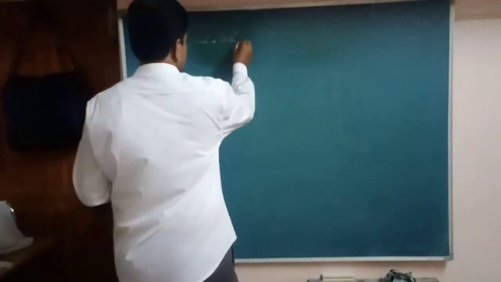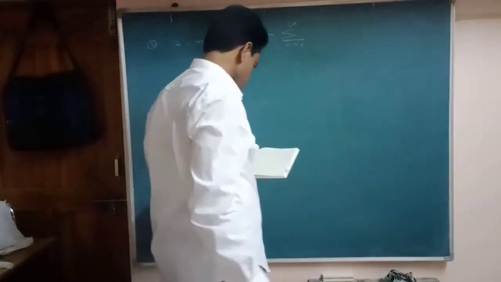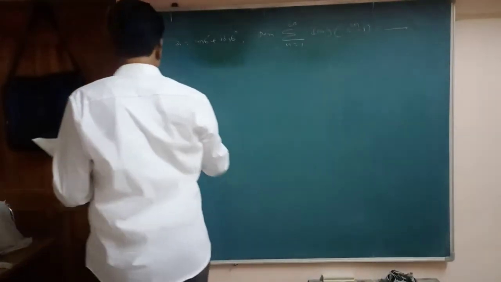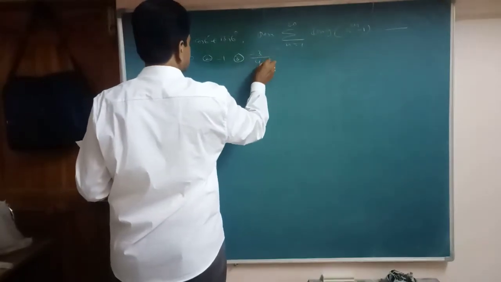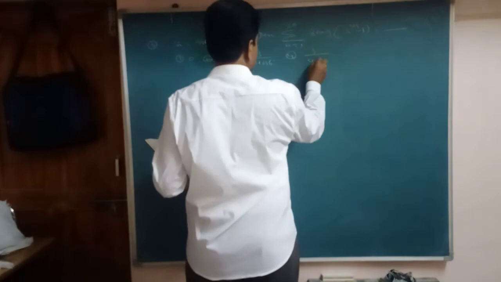Next one, the third one. If z equal to cos 6 plus I sin 6, then summation n equal 1 to 20 of the imaginary part of z power 2n minus 1 is: first one 0, second one minus 1, third one minus 3 by 4 sin 6 degrees, and fourth one 3 by 4 sin 6 degrees.